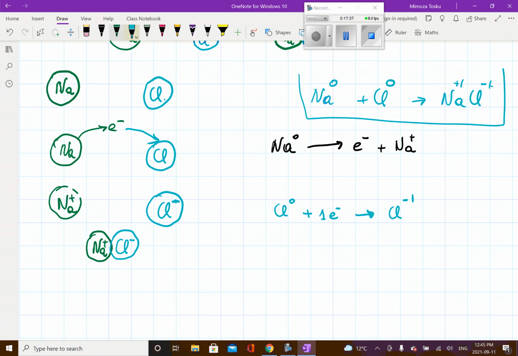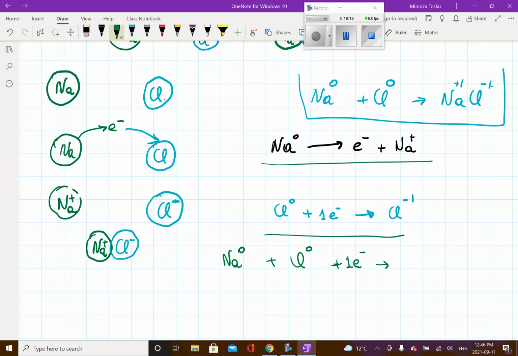Now, those two reactions are called half reactions. Why? Because only half of the reaction is shown here, and only half of it is shown here. When we combine the two together, what we have is sodium, no charge, plus chlorine, no charge, and you have an electron here.